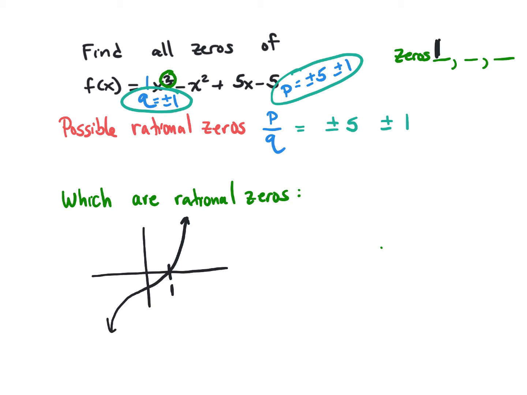So what I'm going to claim to you is if I put in 1 to my function, which would be 1 cubed minus 1 squared plus 5 times 1 minus 5, I would get 0. Because it crosses the graph at a y of 0, so plugging in 1 would give us 0. If I plug in the 5, the negative 5, or the negative 1, I get something else.